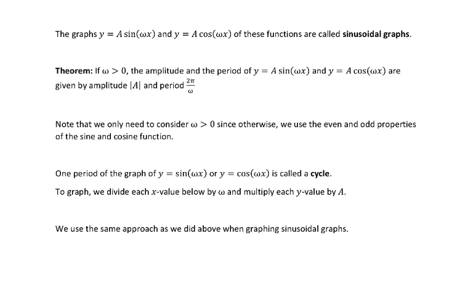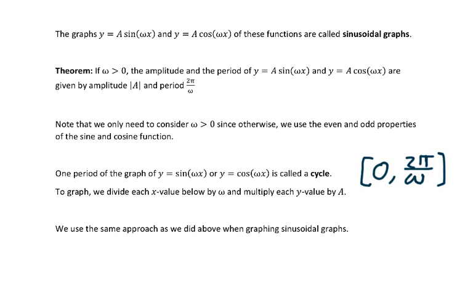Because if omega is negative, we just use the fact that sine is odd and cosine is even to handle that. And one period of the graph is called a cycle, and that occurs in the interval from 0 to 2 pi divided by omega. That's how long it takes for one cycle to occur. In the interval from 0 to 2 pi over omega, remember, 2 pi over omega is the period.